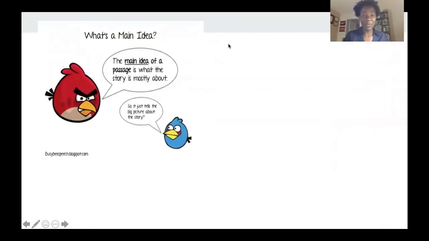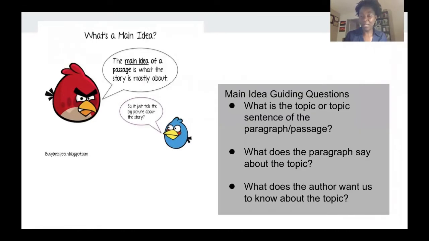Boys and girls, here we have Angry Birds with us to also explain what the main idea is. The main idea of a passage is what the story is mostly about. Along with this, we have three guiding questions that I feel will be helpful for us to fully understand how to identify the main idea and supporting details within a text.